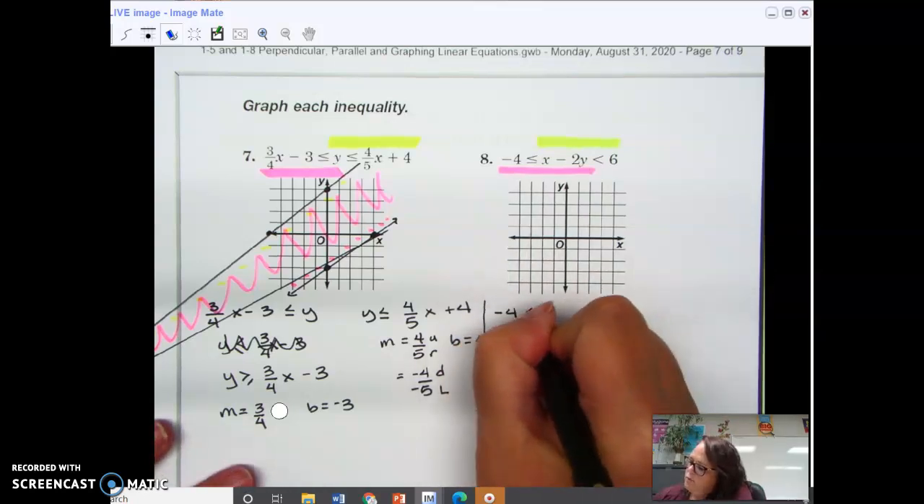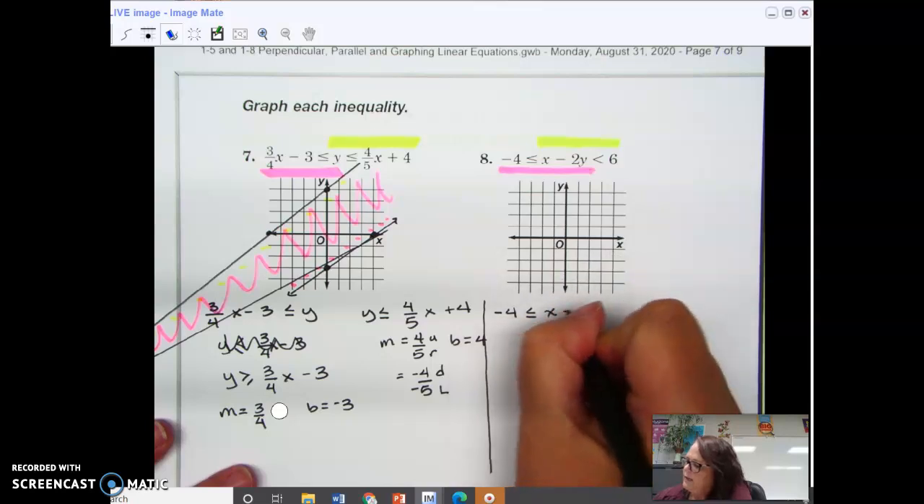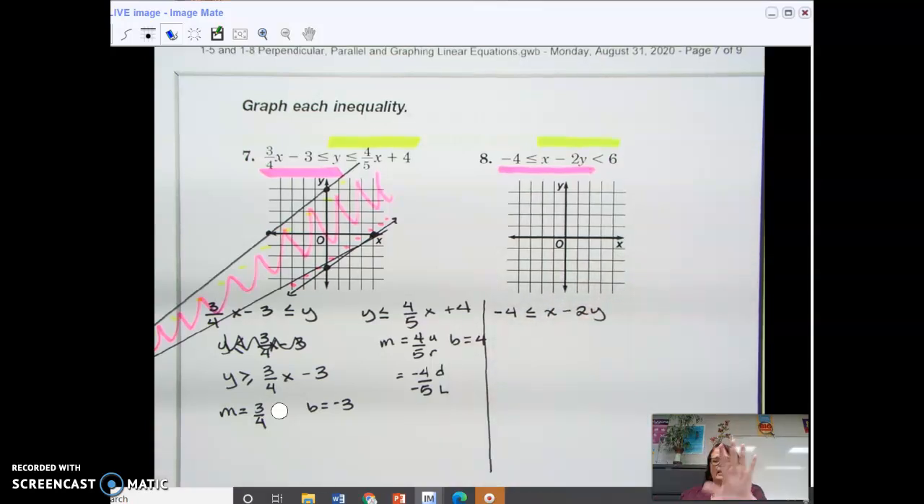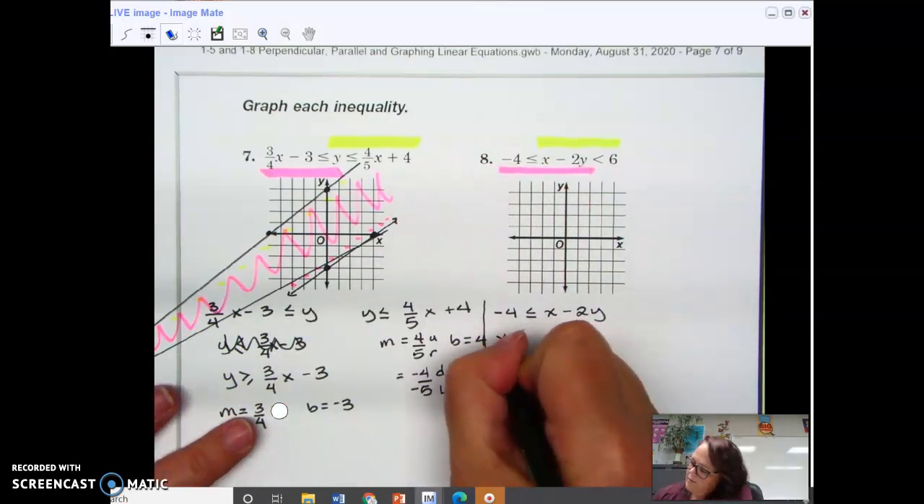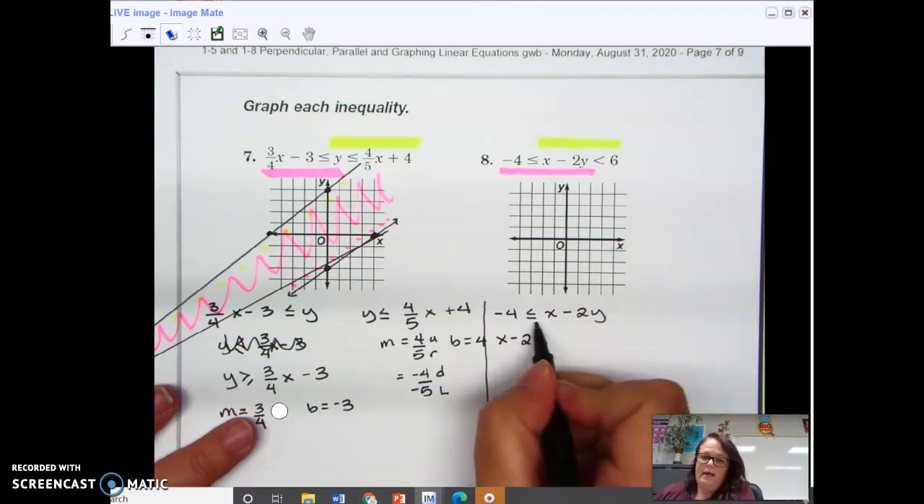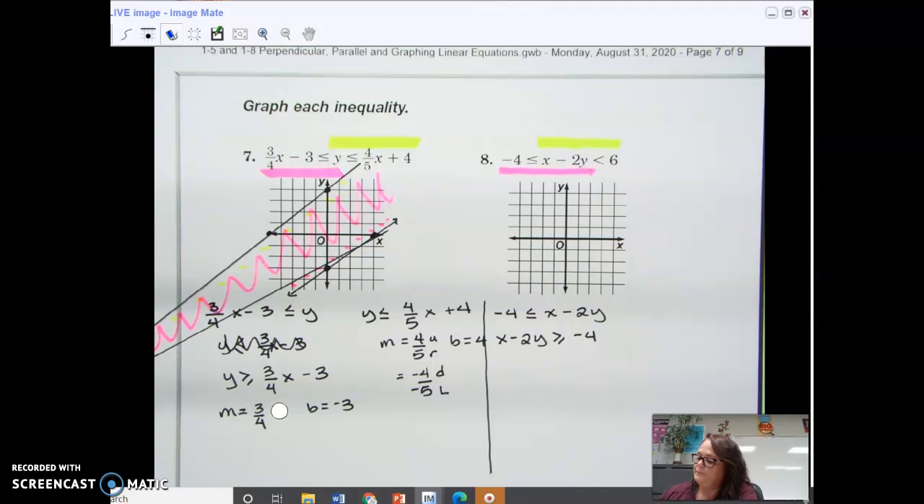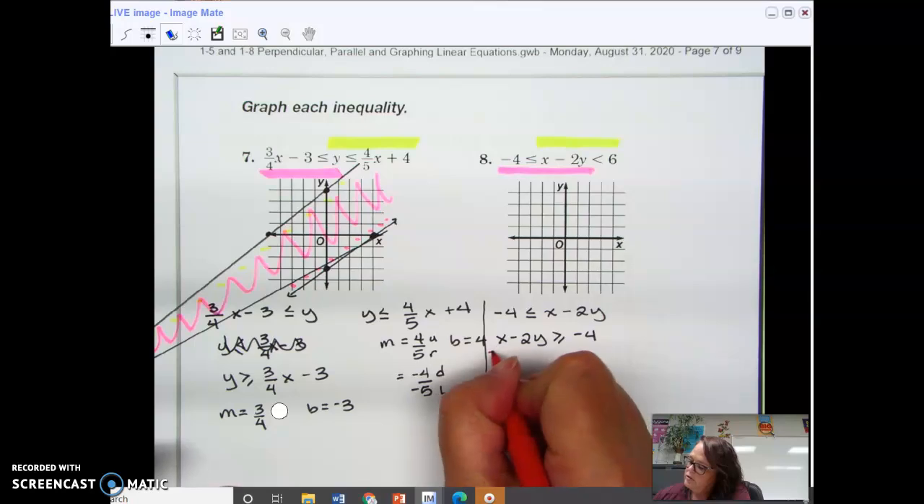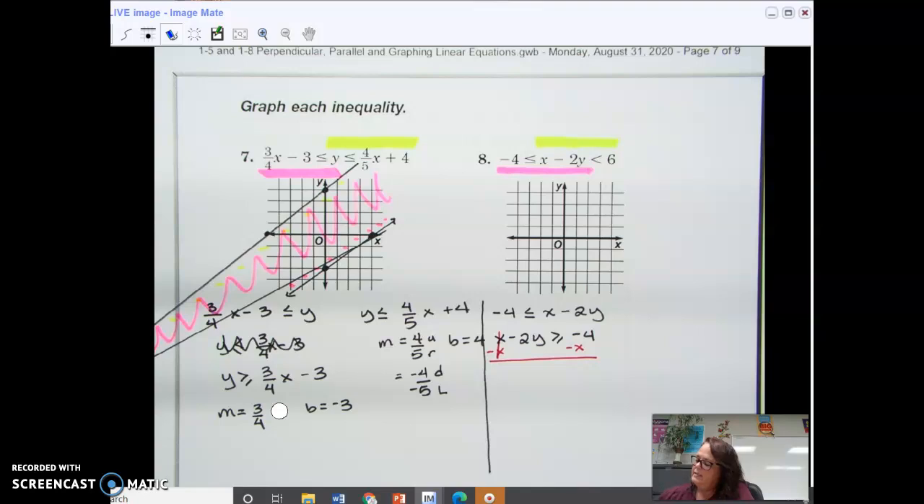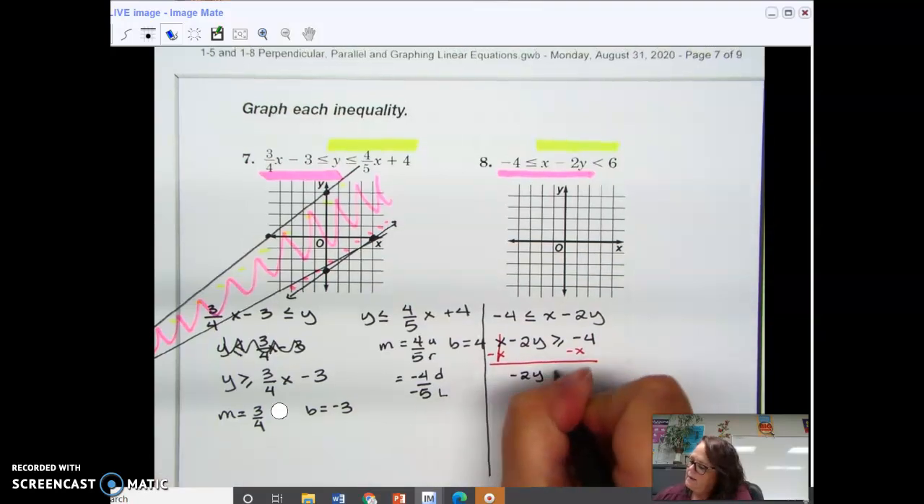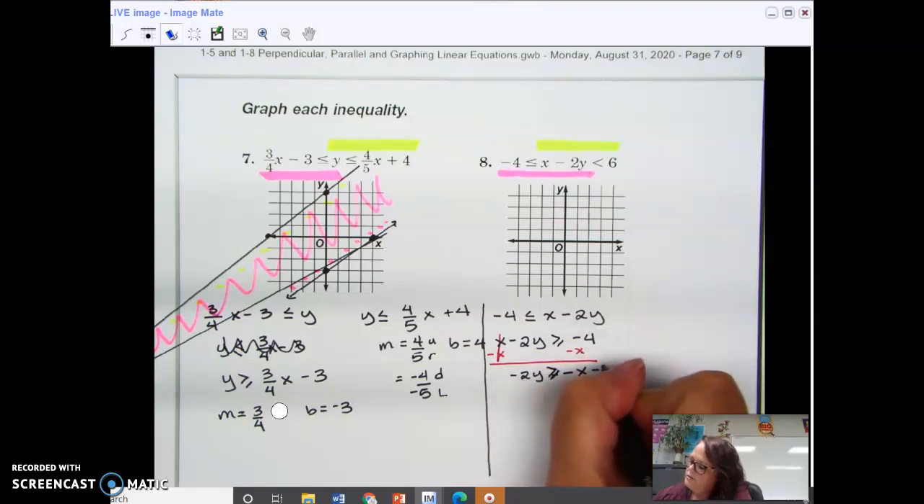So I've got -4 less than or equal to x minus 2y. Again, I'm going to flip the whole entire thing, including the inequality. So I have x minus 2y, and now instead of less than or equal to, we're going to say greater than or equal to -4. Then I can start solving for y by moving the x over. And so we can say that -2y is greater than or equal to -x minus 4.